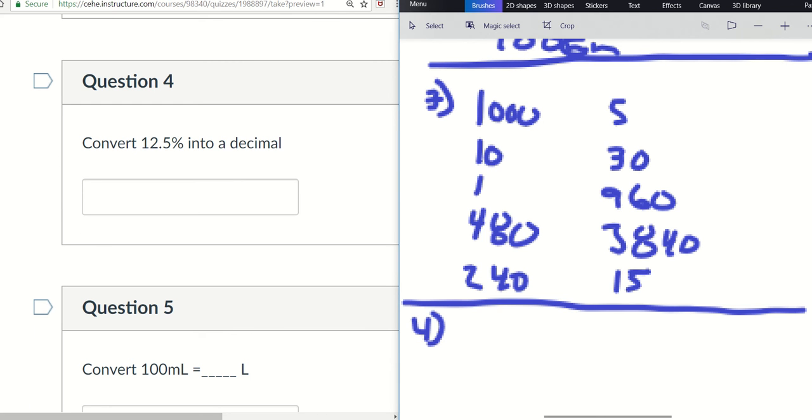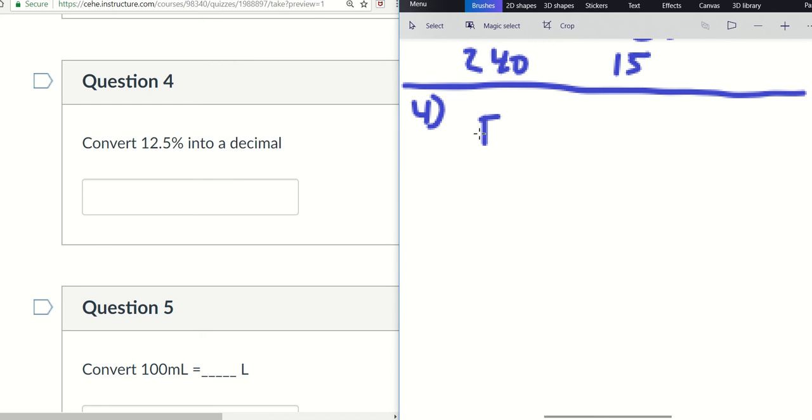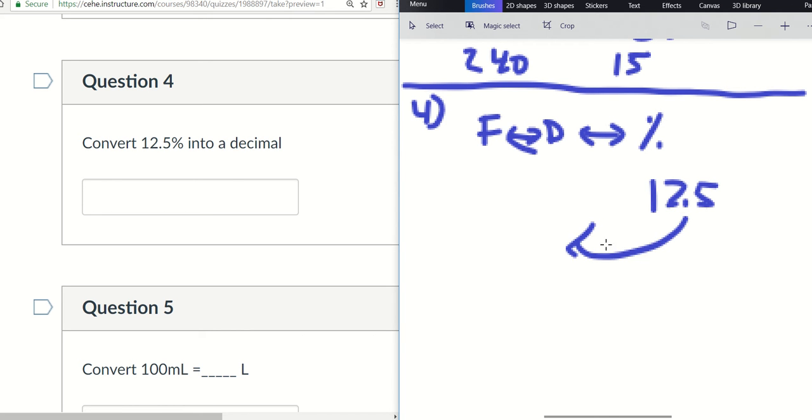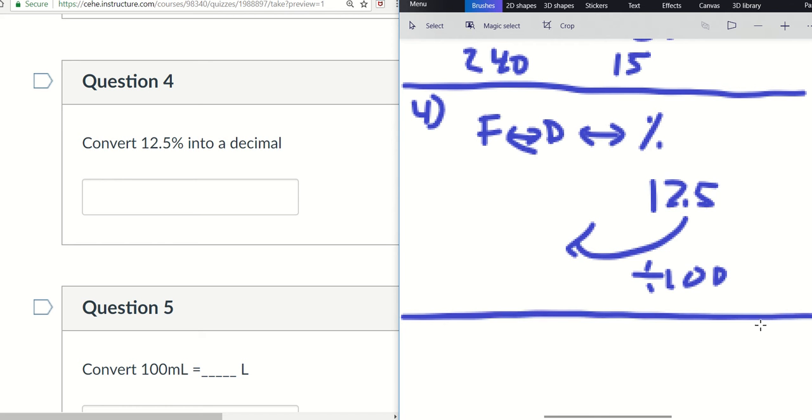All right, review fractions, decimal percentages. So just remember which column you're in and what you need to do to convert. So if you're in the percent sign, you're gonna have to divide by 100. So make sure you document appropriately with a 0 in front of the decimal point. So take 12.5, divide by 100.